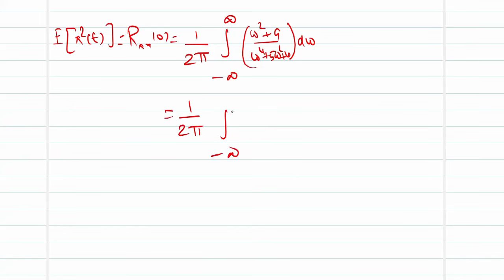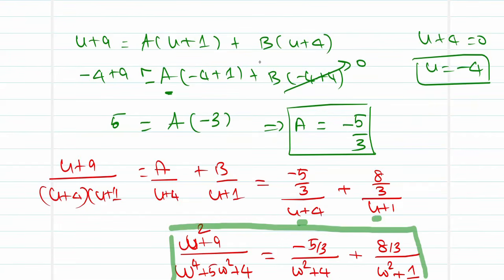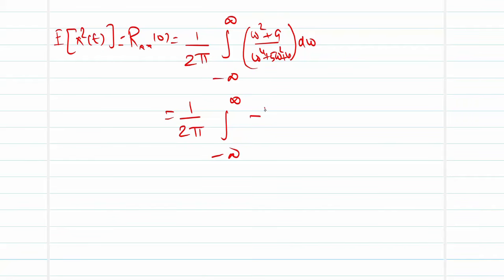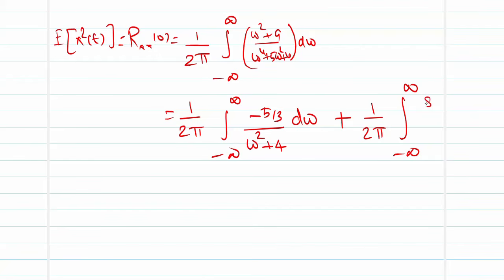Now this will be replaced as 1 by 2 pi integral from minus infinity to infinity. We had the partial fraction. What is going to be the partial fraction? Minus 5 by 3 divided by omega square plus 4 d omega. Let me split it into one more term: 1 by 2 pi integral from minus infinity to infinity of 8 by 3 times 1 over omega square plus 1 into d omega. So this is what I have for my quantity.